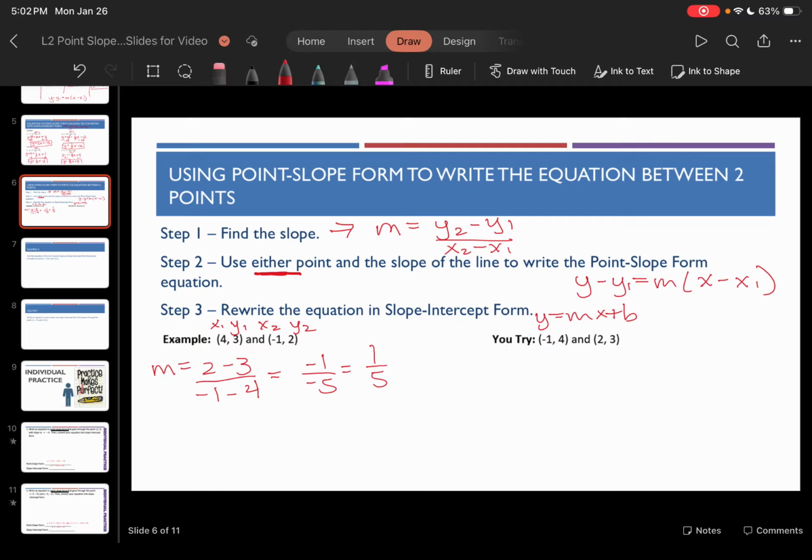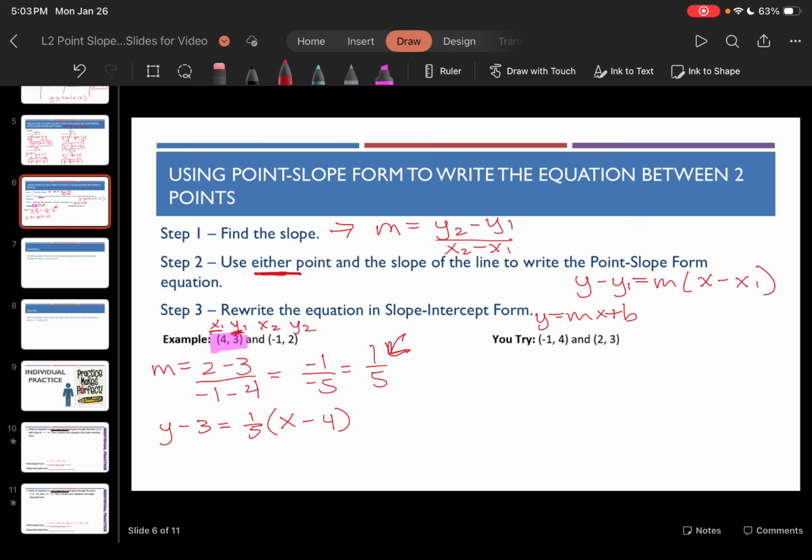Okay, next step is to pick either one of those points and plug into point slope form. It doesn't matter. I'm just going to pick this one. So y minus 3 equals 1/5 x minus 4, right? I'm using the slope I just found, and I'm using the x1, y1 from the point.